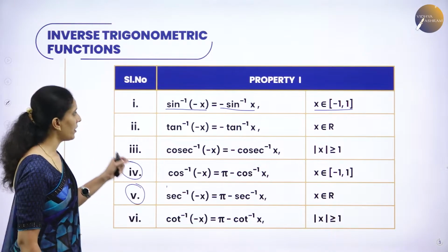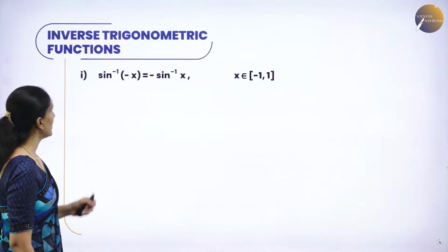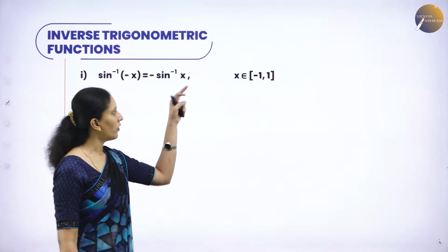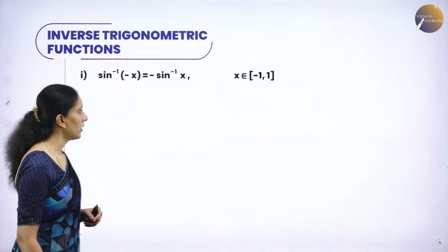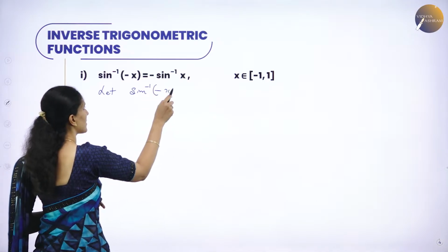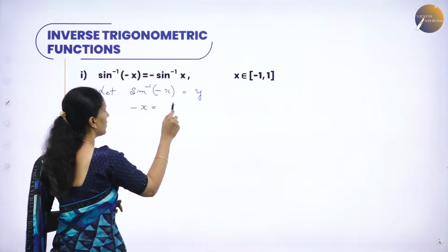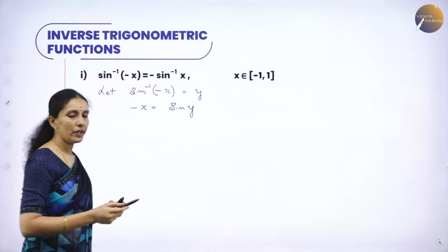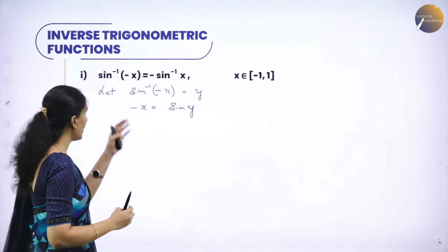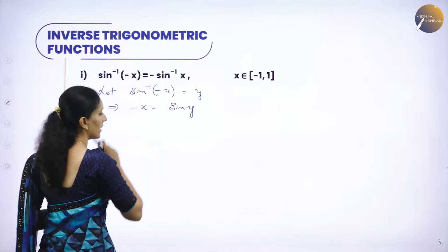Now let me take any one of the results to show that the values are equal. So I'll take the first one. Consider sine inverse of minus x is equal to minus sine inverse x for x belongs to minus 1, 1. Now let sine inverse of minus x be equal to y. So let me take minus x is equal to sine y. We already know that whenever y is equal to sine inverse x, then x can be written as sine y. So that is why here I can take sine inverse of minus x is equal to y, which implies minus x is equal to sine y.